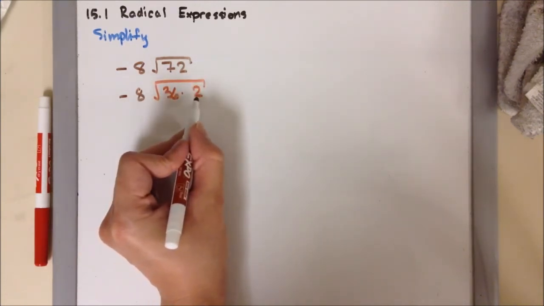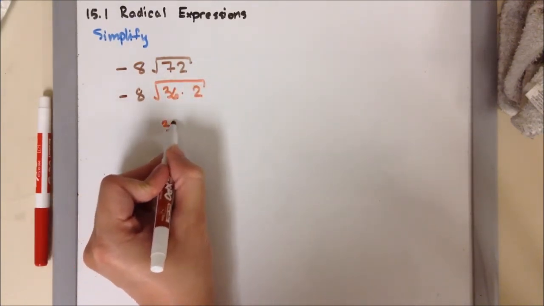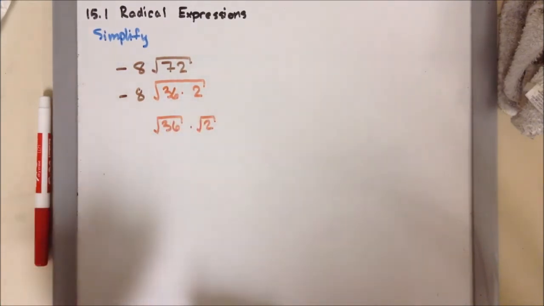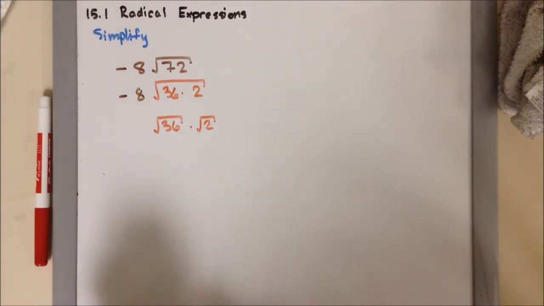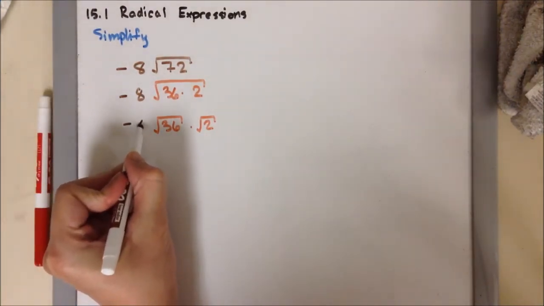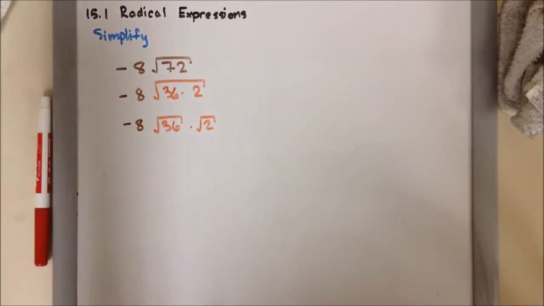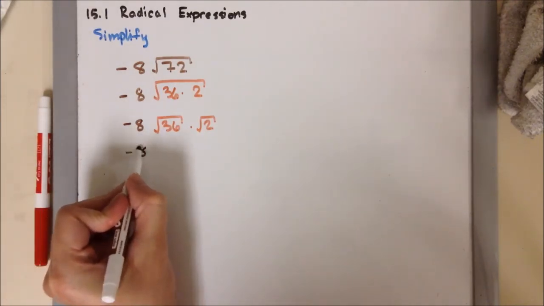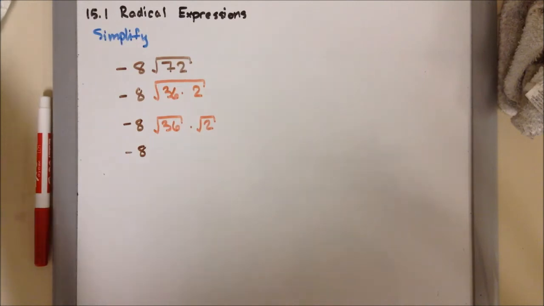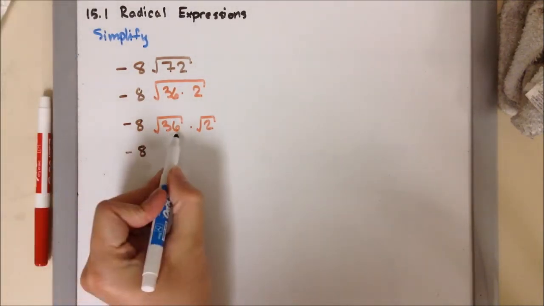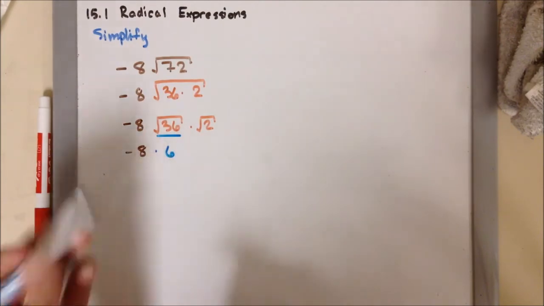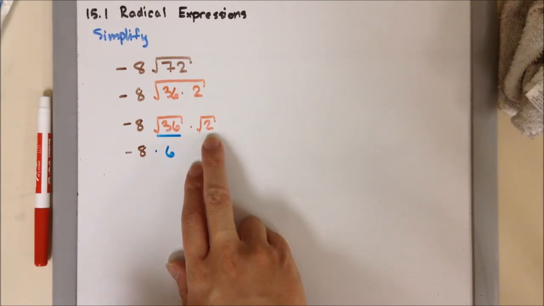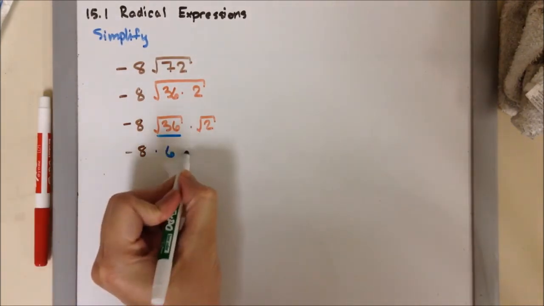Since the 36 and the 2 are multiplying, you can break it into the square root of 36 times the square root of 2. And again, we still have the negative 8 outside. So we're going to bring down the negative 8, because it's going to help us find our final answer. The square root of 36 is a perfect square number, which is 6. Next, for the square root of 2, there is no perfect square number for it, so it's going to stay the same, square root of 2.